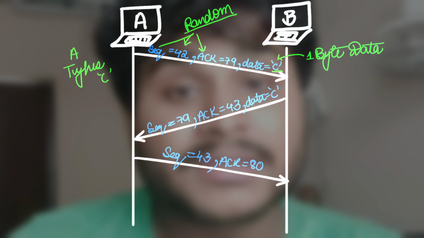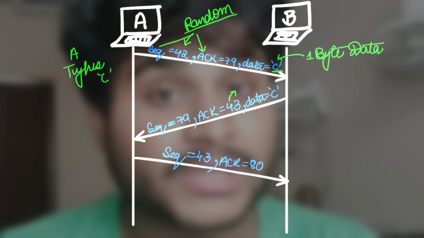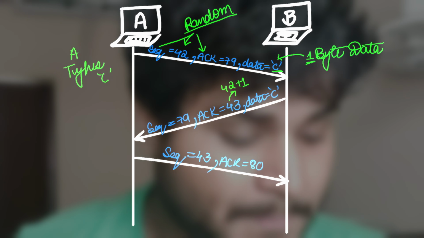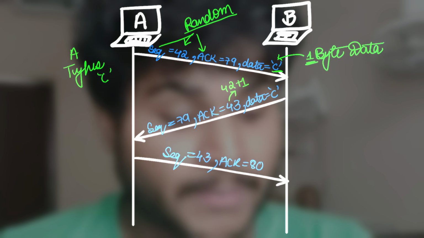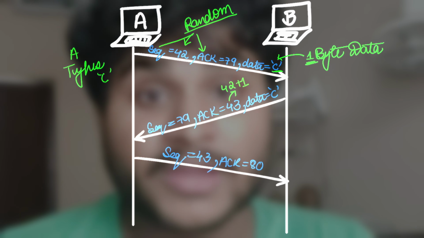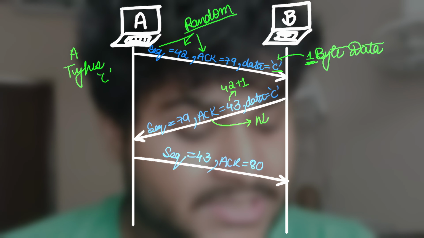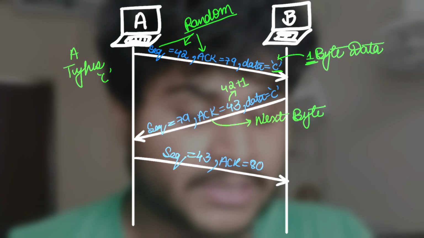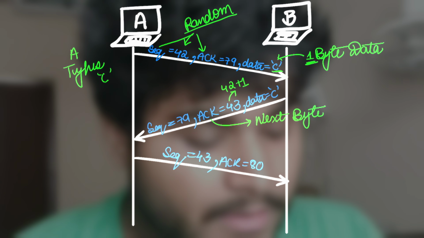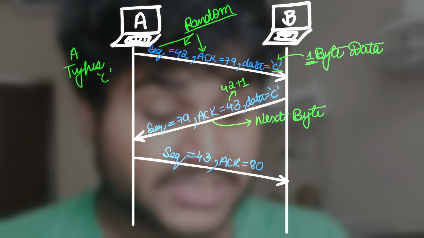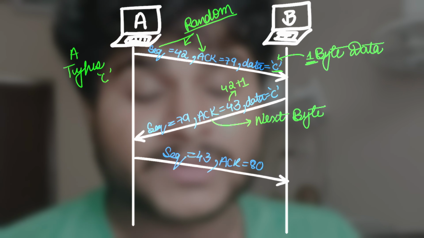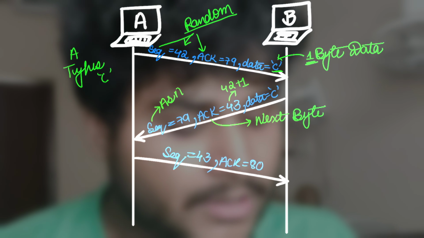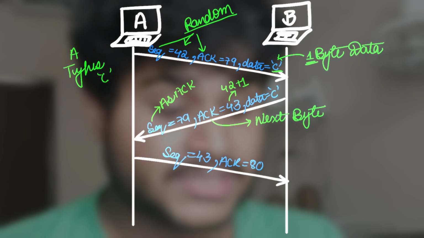Now you can see that the acknowledgement is 42 plus 1. Now 42 was the sequence that was sent before by host A. And as we are only sending 1 byte of data, that is C, that's why 42 plus 1. This is actually pointing out to the next byte that host A wants to send. Now host A receives the acknowledgement of C. So it knows that C has been received properly by host B. Now they can send any other messages that they want to.